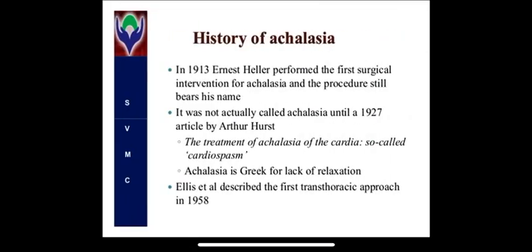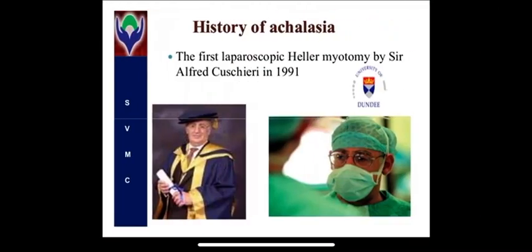History of Achalasia. In 1913, Ernest Heller performed the first surgical intervention for Achalasia, and the procedure still is known as Heller's cardiomyotomy. It was not actually called Achalasia until a 1927 article by Arthur Hurst, The Treatment of Achalasia of the Cardia, so-called cardiospasm. Achalasia is Greek for lack of relaxation. Ellis et al. described the first transthoracic approach for a patient with Achalasia in 1958. The first laparoscopic Heller's cardiomyotomy was performed by Sir Alfred Cuschieri in the year 1991.